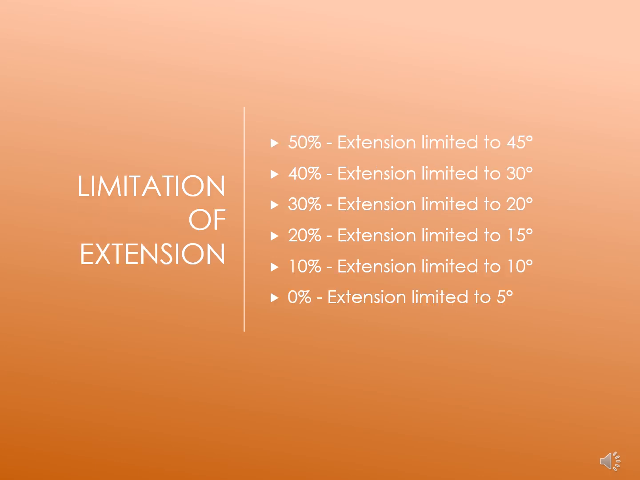Extension deals with how far the leg can straighten. The more limited it is, the higher the potential rating. 50% if extension is stuck at 45 degrees, down to 0% if it's limited only to 5 degrees. Veterans often overlook this, but extension limits can significantly affect mobility and qualify for serious ratings when properly documented.